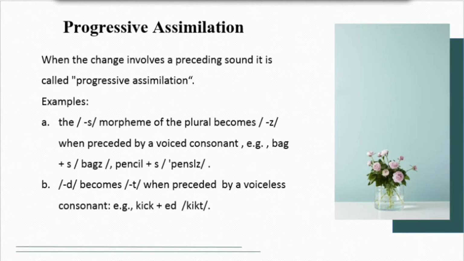These are examples of progressive assimilation. First, the S morpheme of the plural becomes Z when preceded by a voiced consonant. For example, bag plus S becomes bags, bags. Then pencil plus S becomes pencils, pencils. The second example is the ed past tense, where d becomes t when preceded by a voiceless consonant. Example, kick plus ed, kicked.